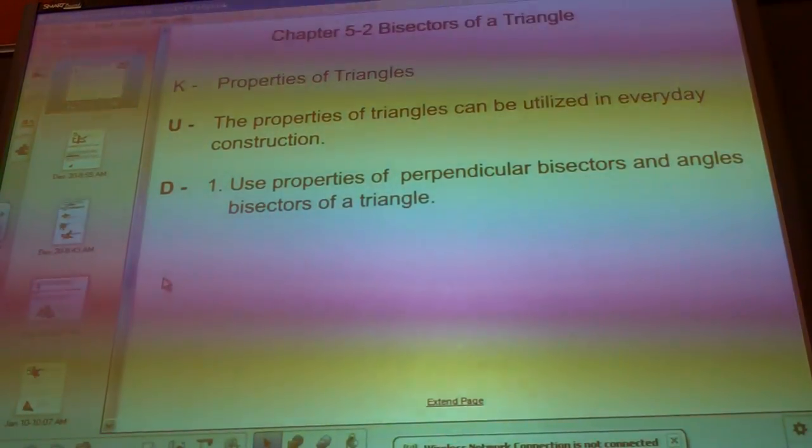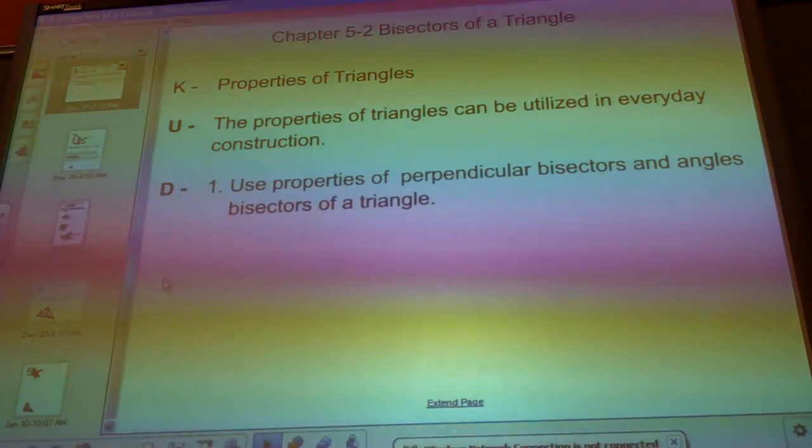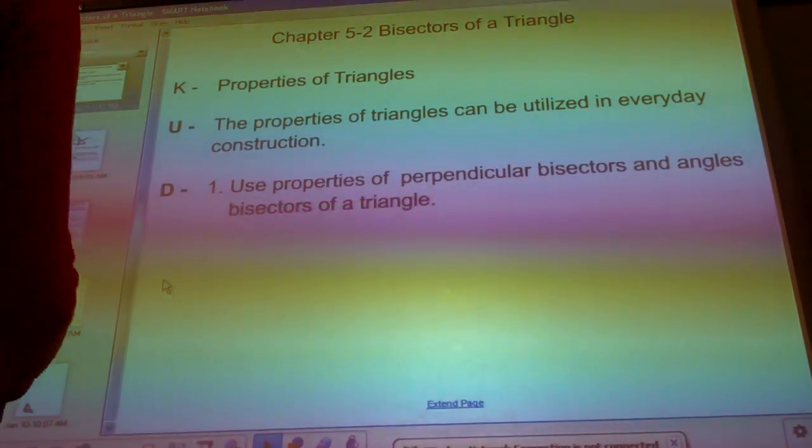This is chapter 5-2, bisectors of a triangle. Please copy your notes.